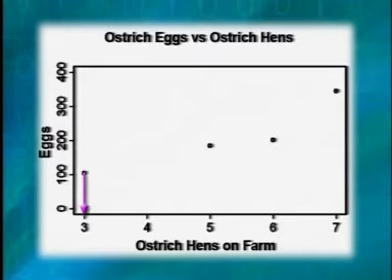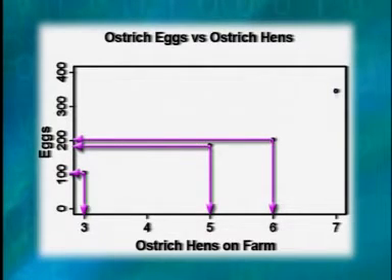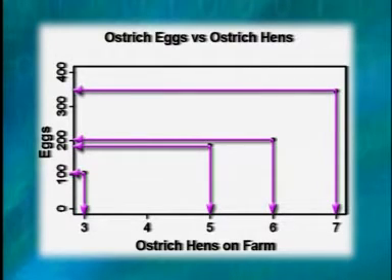This ostrich farm has 3 hens, and they laid a little over 100 eggs. This farm had 5 hens, and those 5 hens had close to 200 eggs. This farm had 6 hens and had a little over 200 eggs. This farm had 7 hens and had 300 and some eggs. So these are ostrich eggs.